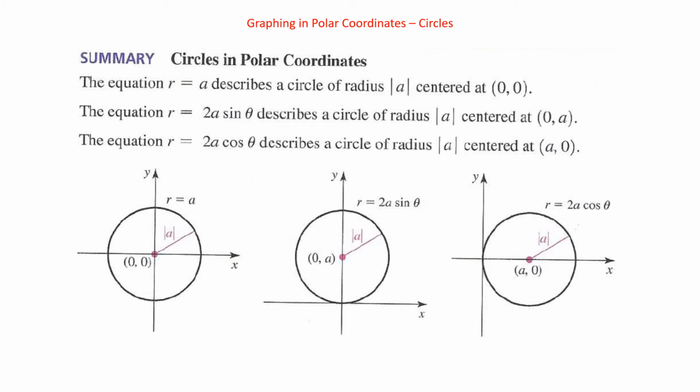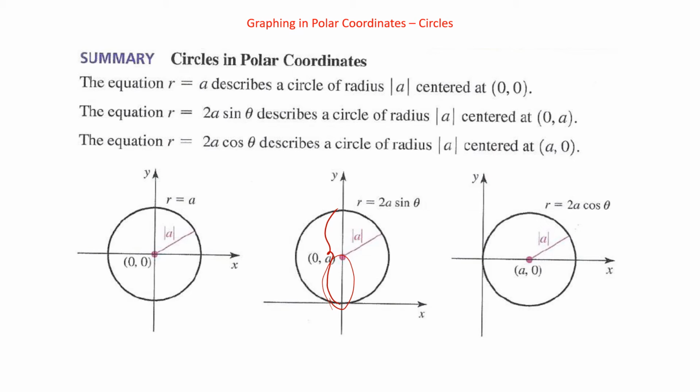When we have r equals a, it's just centered at 0, 0 with radius a. When we have r equals 2a sine theta, it's centered up a, so the 2a would be that whole diameter there. So this half distance is just half of that number. So we had 6, that was 3.